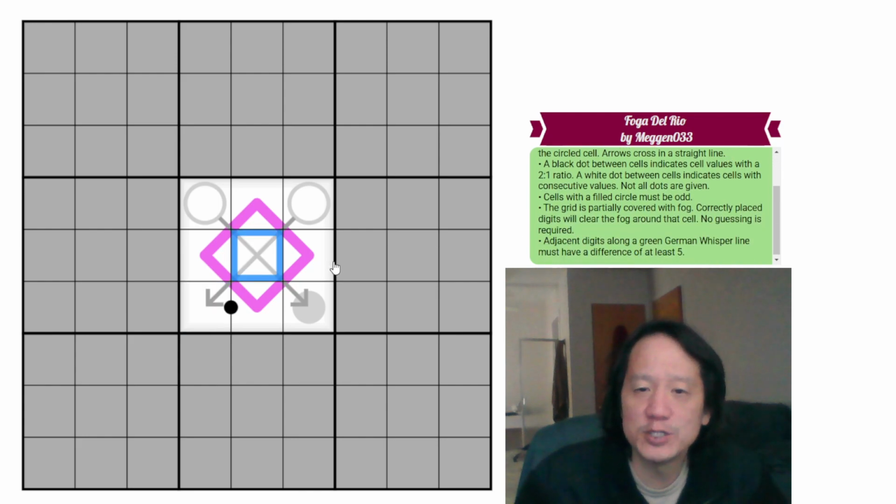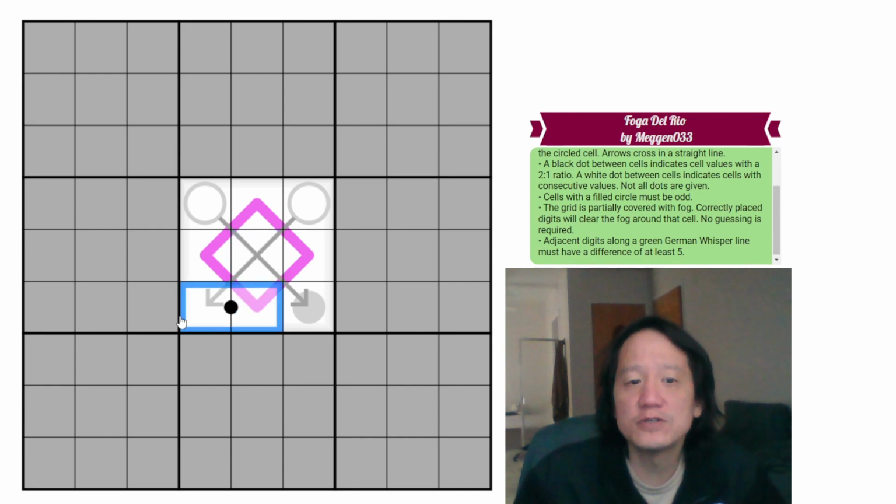A black dot between cells indicates cell values with a 2-to-1 ratio. A white dot between cells indicates cells with consecutive values. Not all dots are given. So these are called Kropki dots, and this is a very normal rule set.